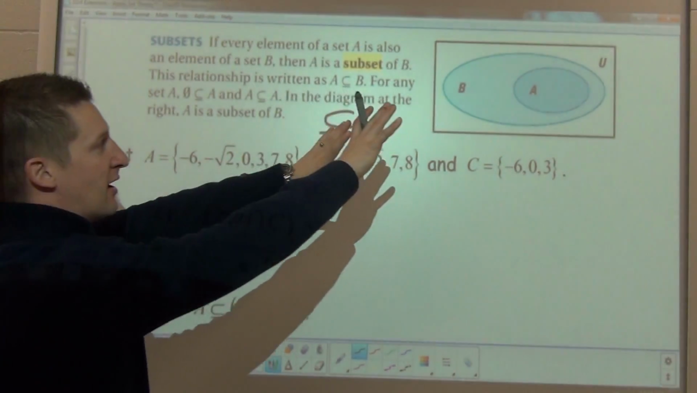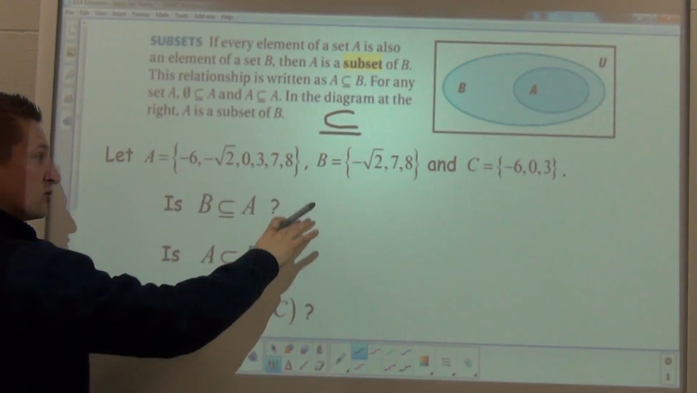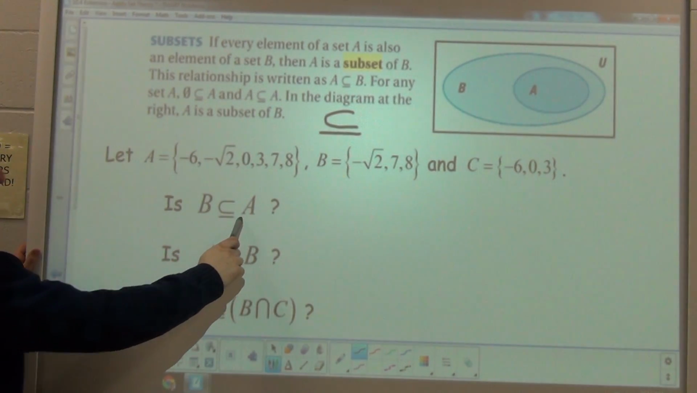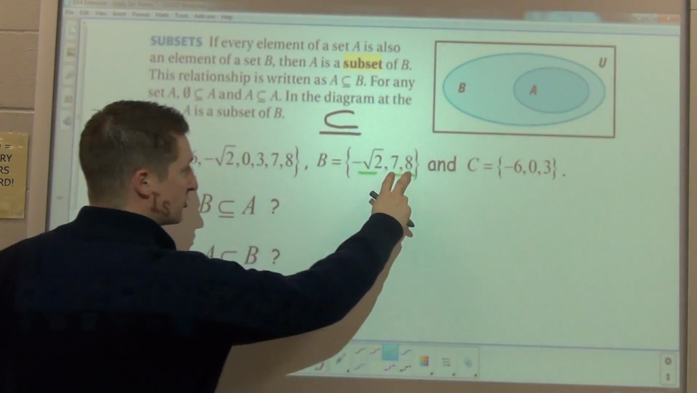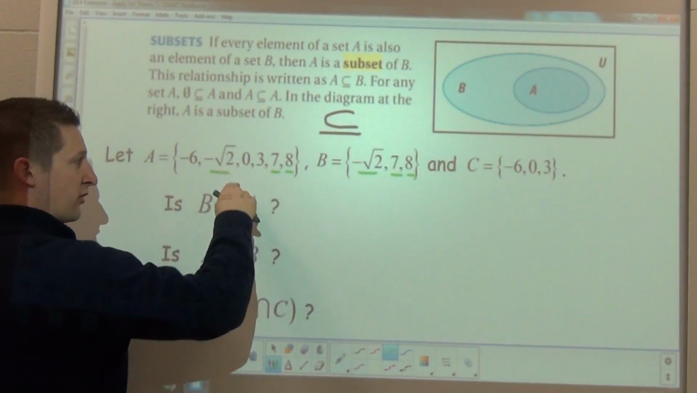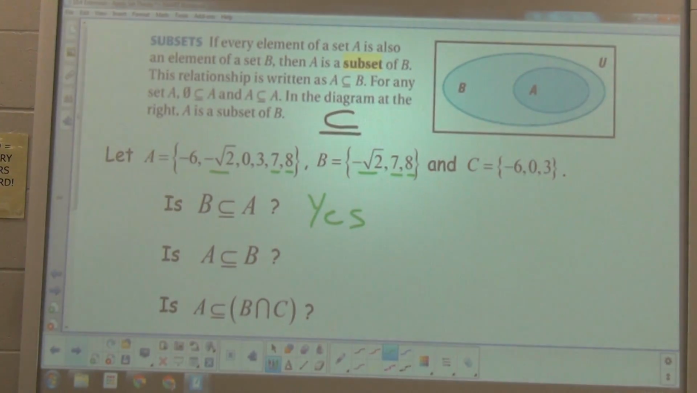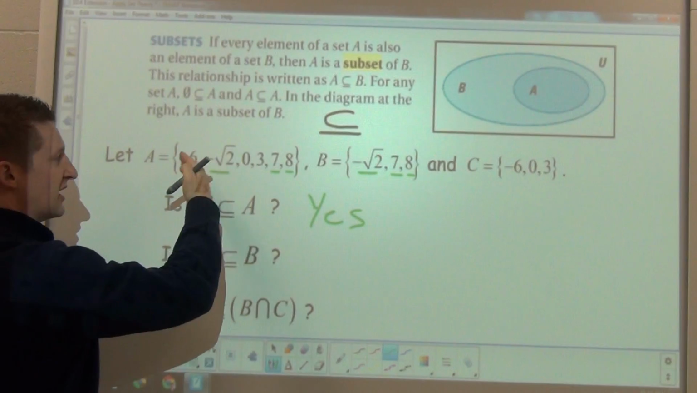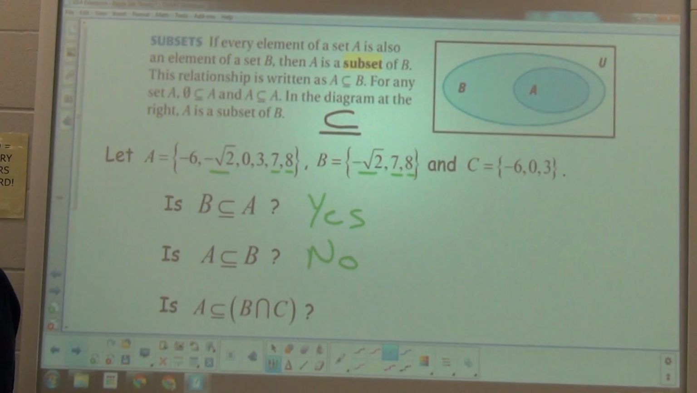Now, don't let the diagram affect your idea as you look at these particular numbers, because now I'm going the other way. Set A is a little bit bigger than set B. So again, that diagram does not match up with the numbers that you see here, and that's okay. So we're asked, is B a subset of A? Meaning, is every item or element in B also found in set A? Let's see, I've got negative square root of 2, and I've got 7, and I've got 8. All three of them are part of set A, so I can say yes, B is a subset of A. If I were to go the other way, is A a subset of B? Well, it can't be, right? B only has 3 elements, and A's got 6 elements. All of these don't show up here, so we're going to say no to that question.